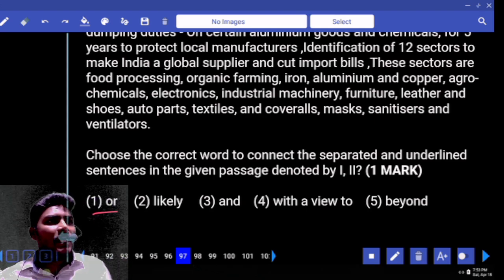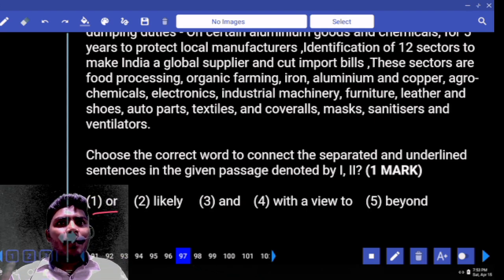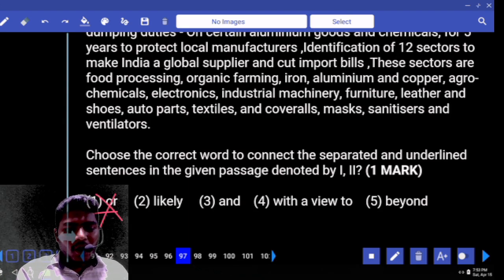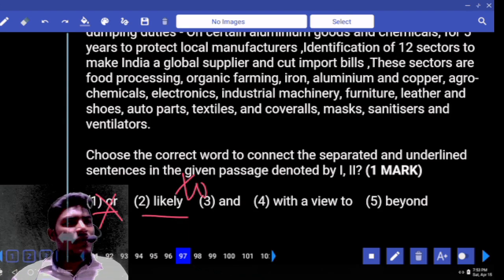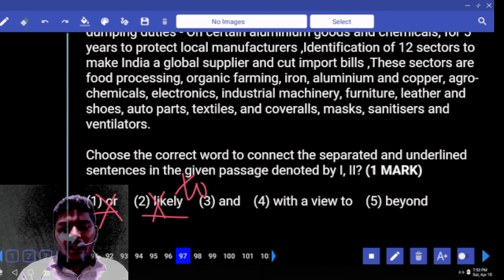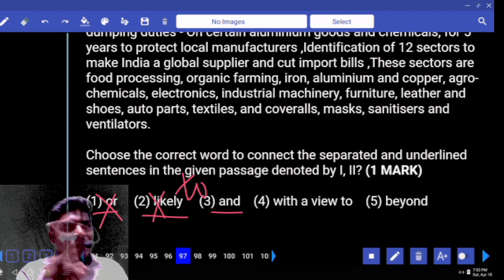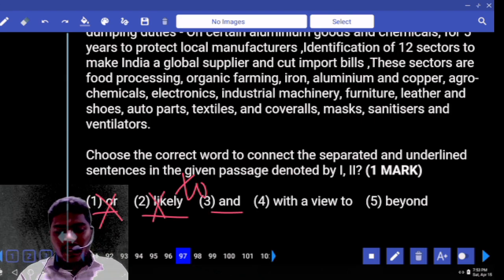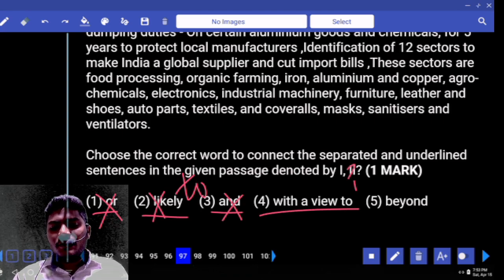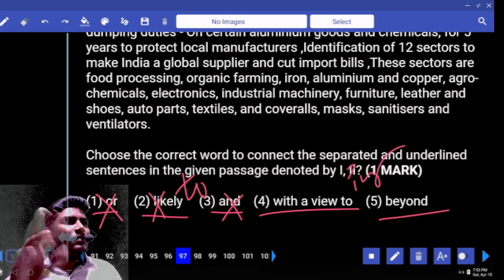Look at the first one. Can we use or here? 5G cannot be both next generation and LTE. Not possible. If at all likely is used, you have to use a to. It is not there. And is it possible? They are not same. We are comparing. Eliminate. With a view to can be used with the ing. Beyond speaks about the comparison.